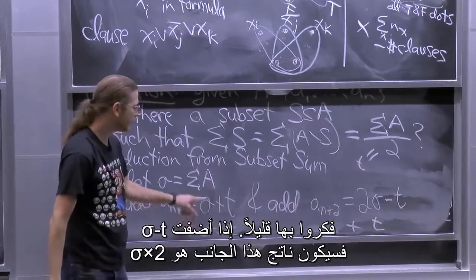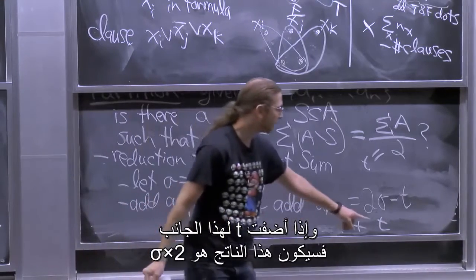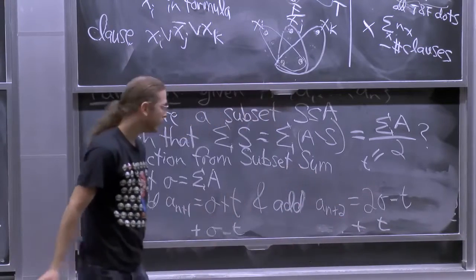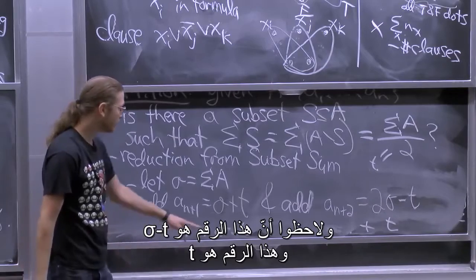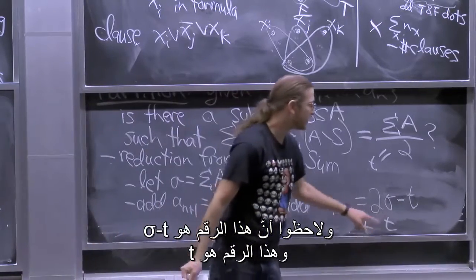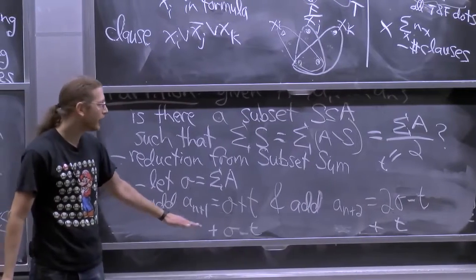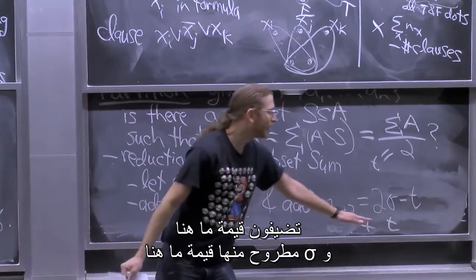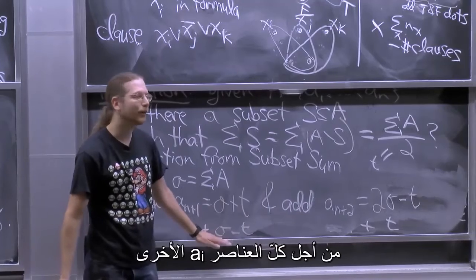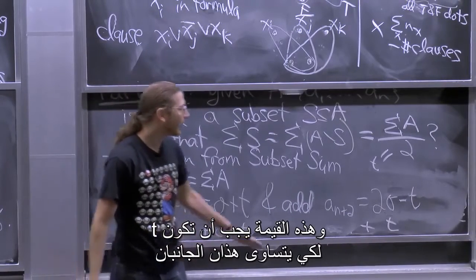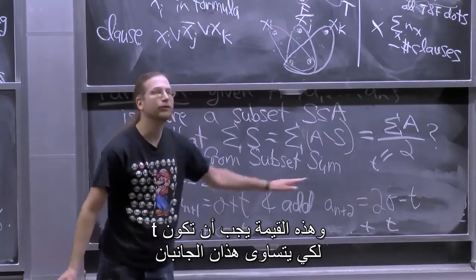If I add sigma minus t, this comes out to 2 sigma. If I add t to this, this comes out to 2 sigma. That would be good because they're equal. And notice that this is sigma minus t, this is t. Their sum is sigma. So in fact, it has to be like this. You add something over here and sigma minus something over here for all the other a_i's. And the something has to be t in order for these two values to equalize.